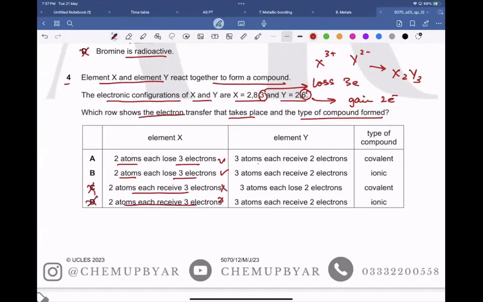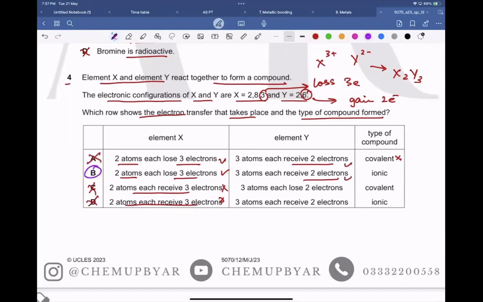Now, 3 atoms each receive 2 electrons. Both are correct. Covalent, no. See, when loss and gain of electrons are occurring, it's not covalent. It is going to be ionic. So B is the correct answer. Yeah. Is this understandable to all of you?